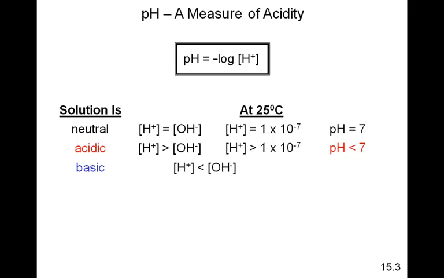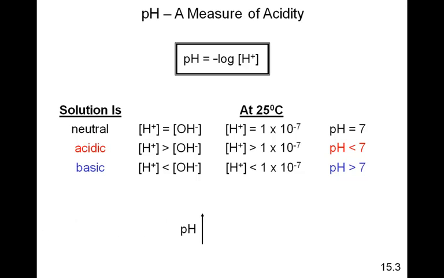For a basic solution, the H plus concentration is less than the OH minus concentration. And if that's the case, the H plus concentration is less than 1 times 10 to the negative 7th, and the pH becomes greater than 7. Anything greater than 7, usually between 7 and 14, is the usual case for most dilute solutions, although the pH can be greater than 14. In most cases, it's between 7 and 14 for basic solutions. So the pH range generally goes between 0 and 14.